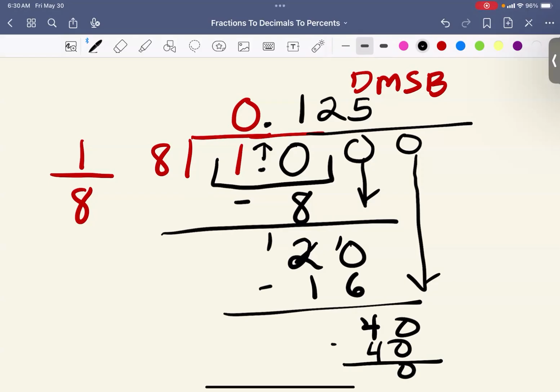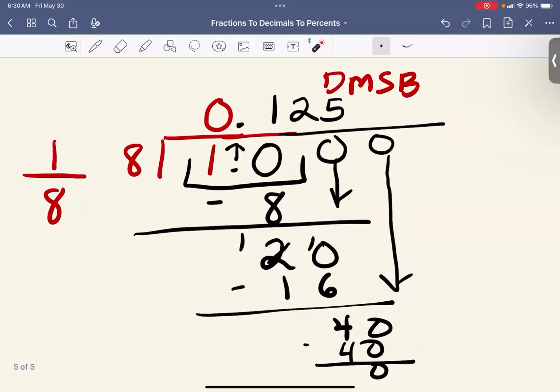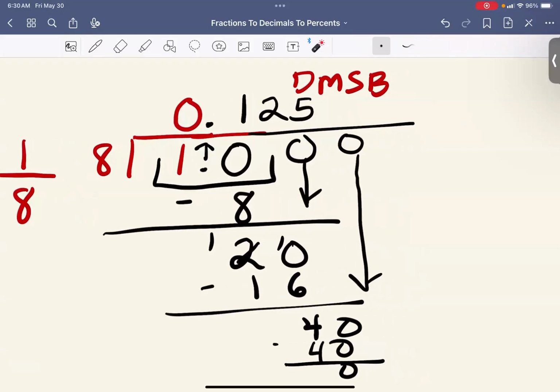So I continued to divide because I knew I would get 0 as a final product. I wouldn't have any remainders. So if you know you're going to get 0, you can continue to divide. And sometimes the numbers don't end, they continue forever. And I'm going to show you that in the next example. But first, I want to change 125 thousandths into a percent.